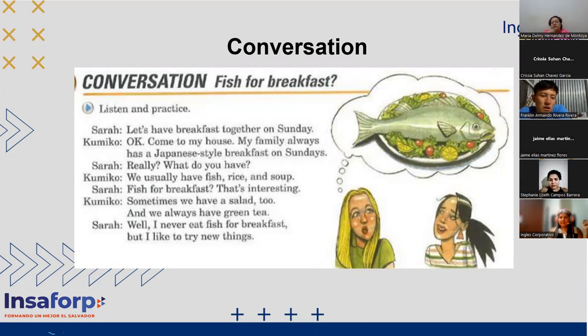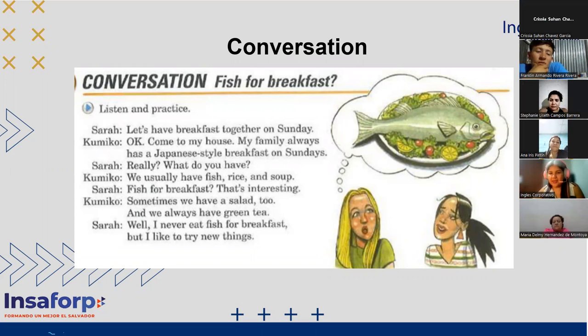Let's have breakfast together on Sunday. Okay, come to my house. My family always has a Japanese style breakfast on Sundays. Really? What do you have? We usually have fish, rice, and soup. Fish for breakfast? That's interesting. Sometimes we have a salad too, and we always have green tea. Well, I never eat fish for breakfast, but I like to try new things. Okay. Good. That's good. Very good.